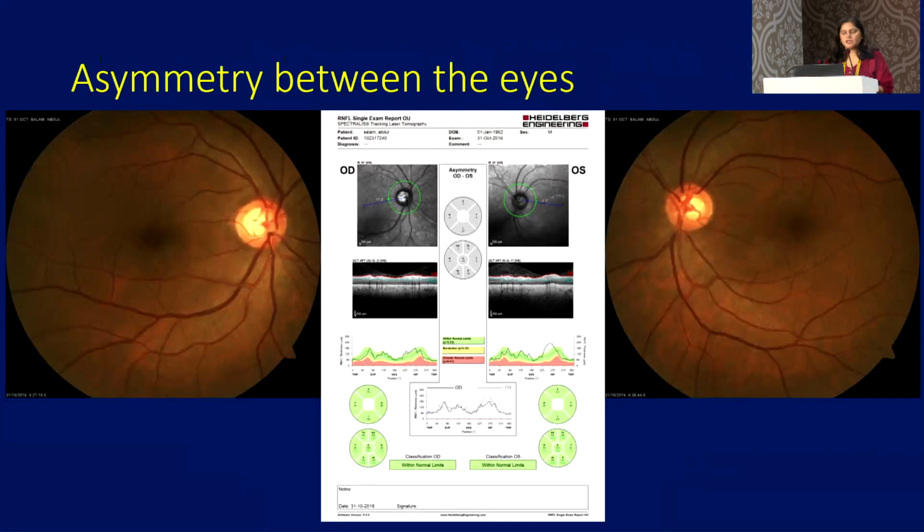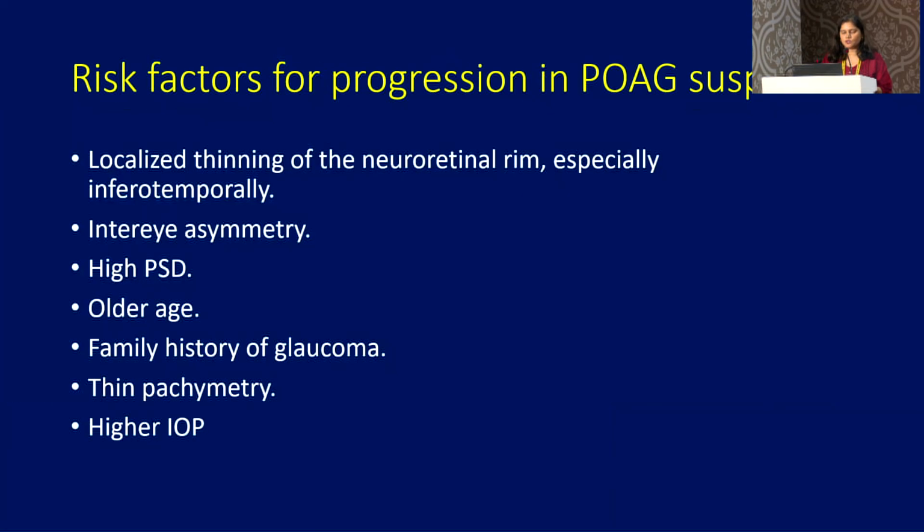Asymmetry between the eyes is another thing when you mark the optic disc suspicious. So you can clearly see that there is a size difference as well as a cup disc ratio difference in both the eyes. However, the RNFL is normal.